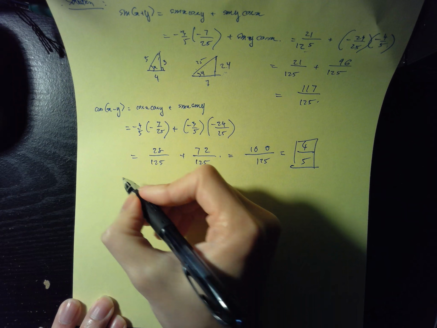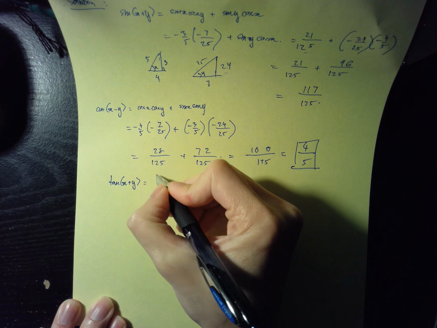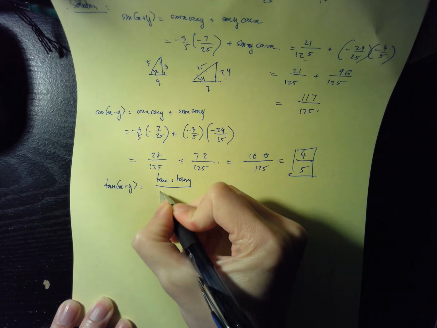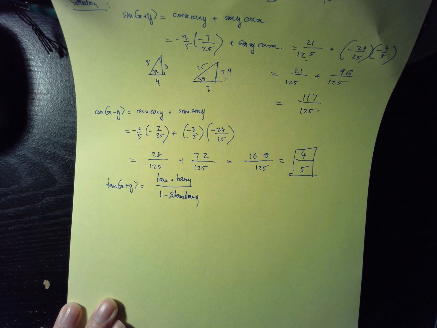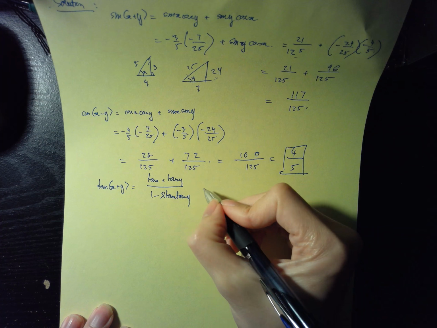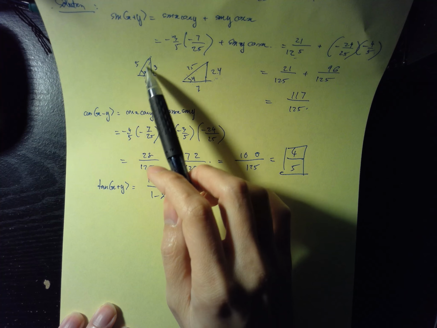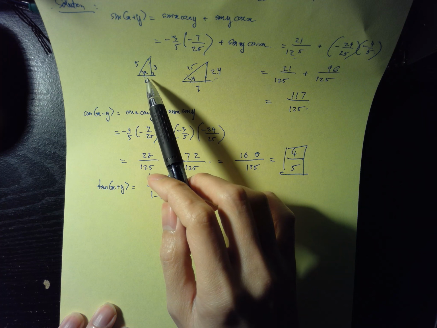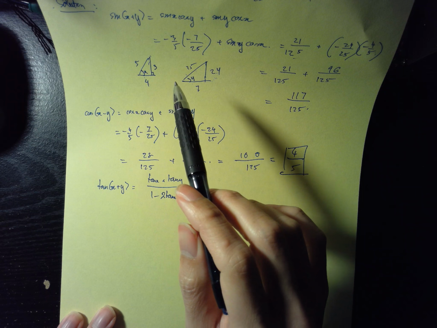Okay, tangent, you do the same for tangent of the sum. Tangent of x plus y gives you tangent of x plus tangent of y over 1 minus tangent x tangent y. Then you just go ahead and plug them in. Tangent of x, and tangent of x is what? So you have the triangle right here. Tangent is equal to opposite over adjacent, right? So it will be opposite over adjacent.